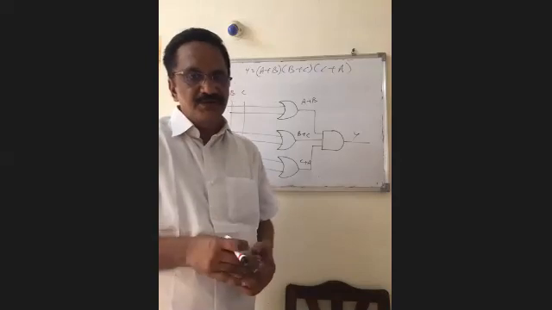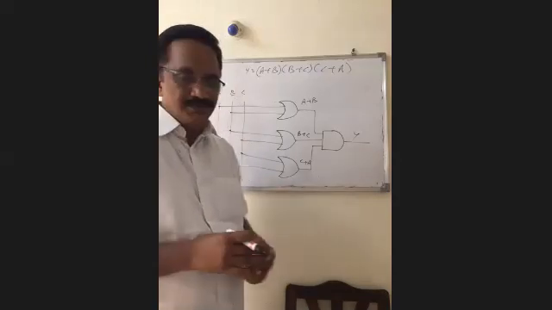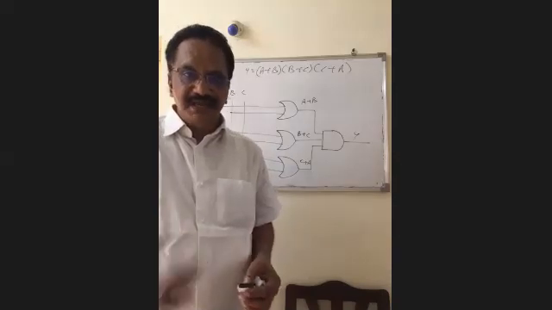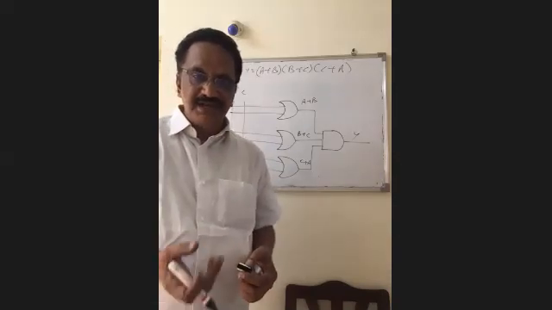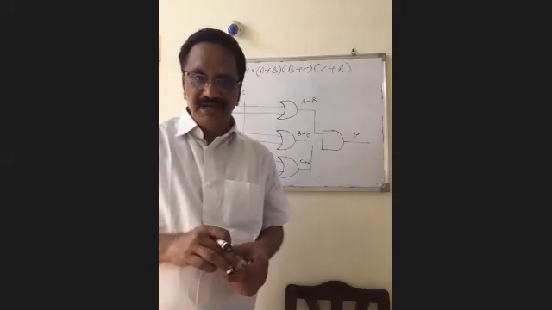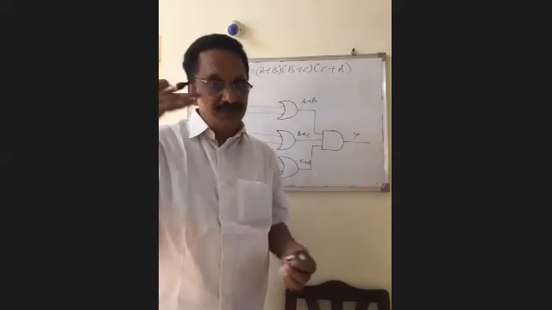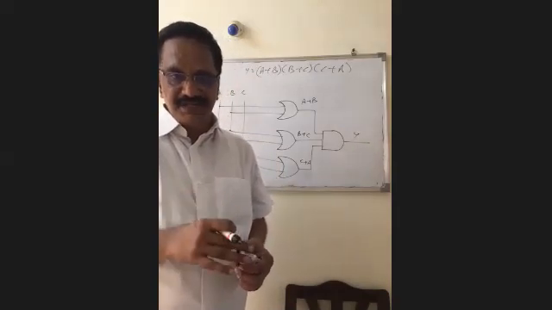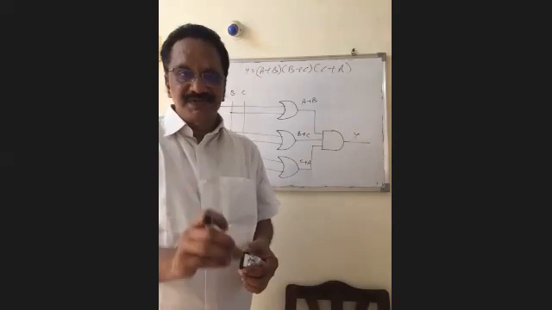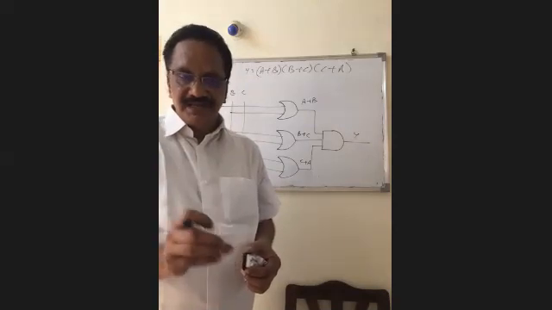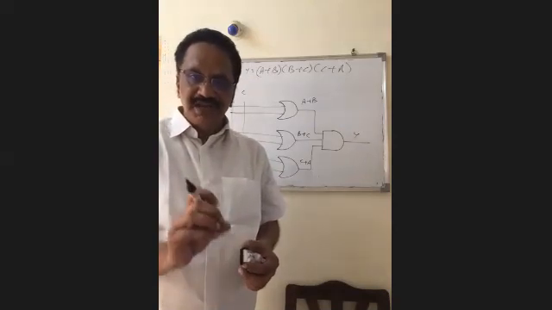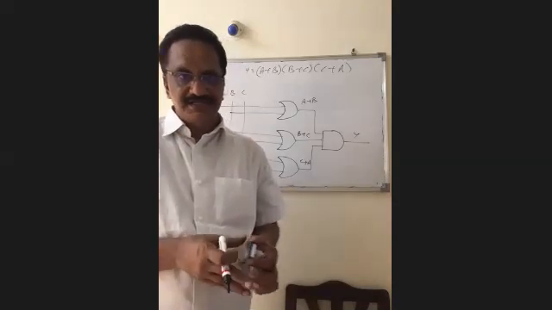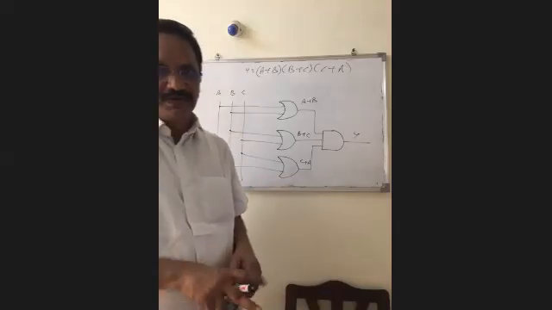In the next class, we have to observe how the SOP and POS expressions can be realized by using only NAND and only NOR gates. So they are called universal gates. Why NAND and NOR gates are called universal gates? Any logic expression can be realized by using only NAND gates or by using only NOR gates. Okay, we will continue in the next class.